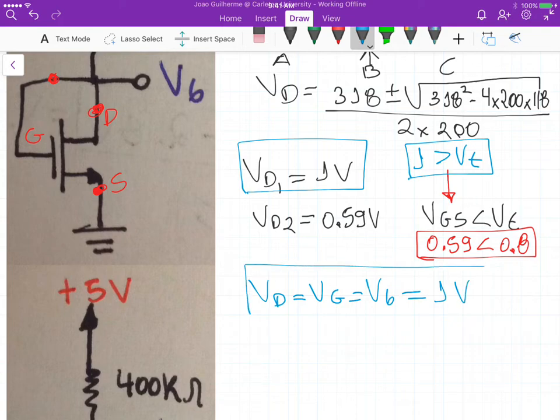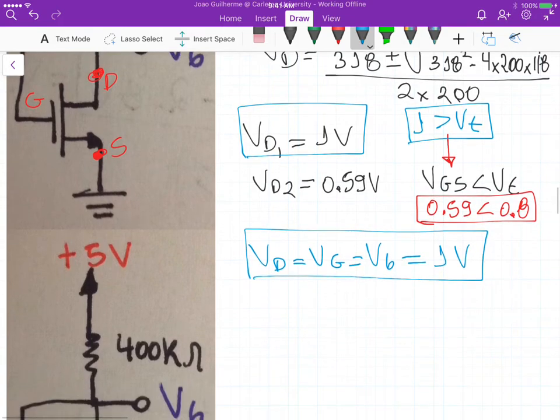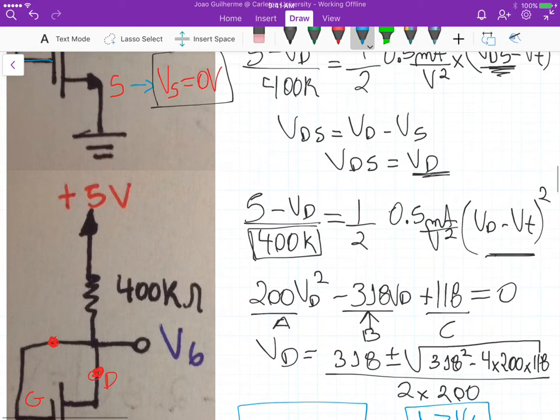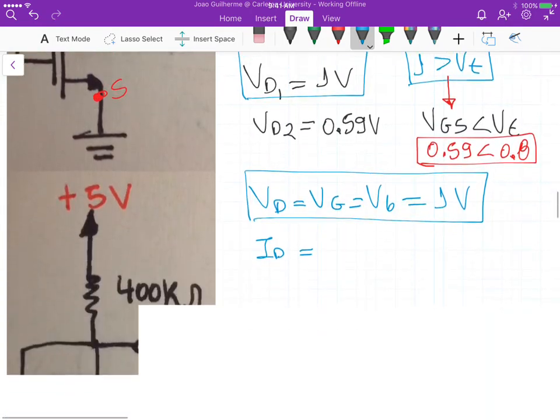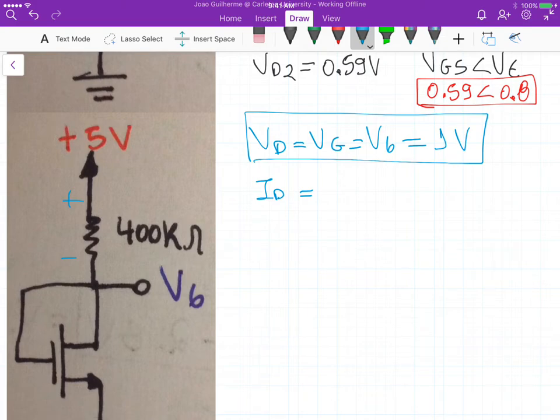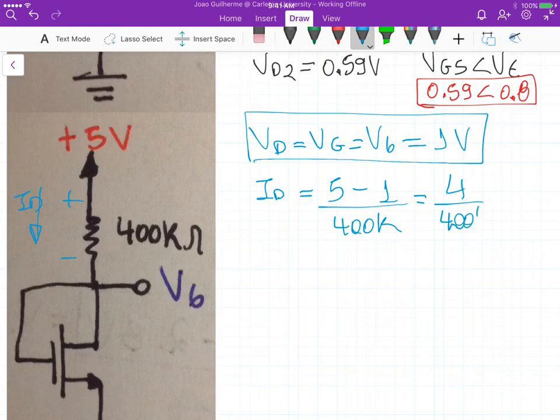So that's the answer. And if you want to calculate ID, if we go up here, we know that ID equals (5 minus VD) divided by 400k, right? Here's ID. So it's 5 minus VD, which is 1, divided by 400k, which gives us 4 divided by 400k. In this case, ID equals 10 microamperes.